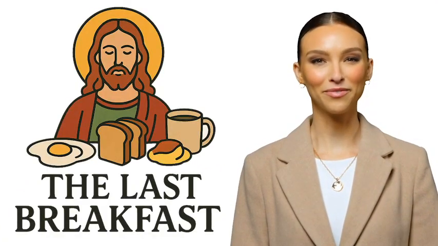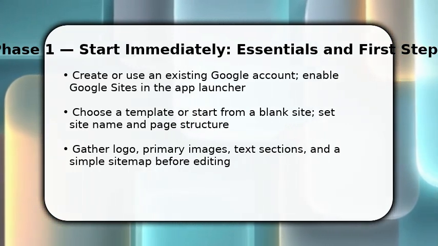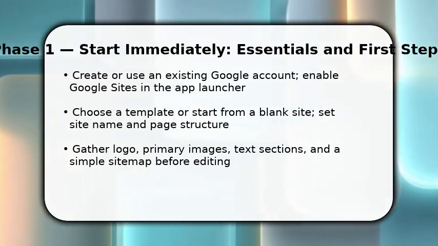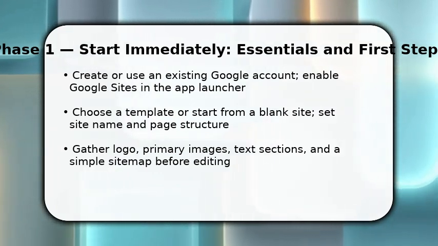Please enjoy the video. You open Google Sites and sign in with your Google account. Once done, pick a template or blank canvas. Start by naming your site and creating the main pages you need: Home, About, Contact.